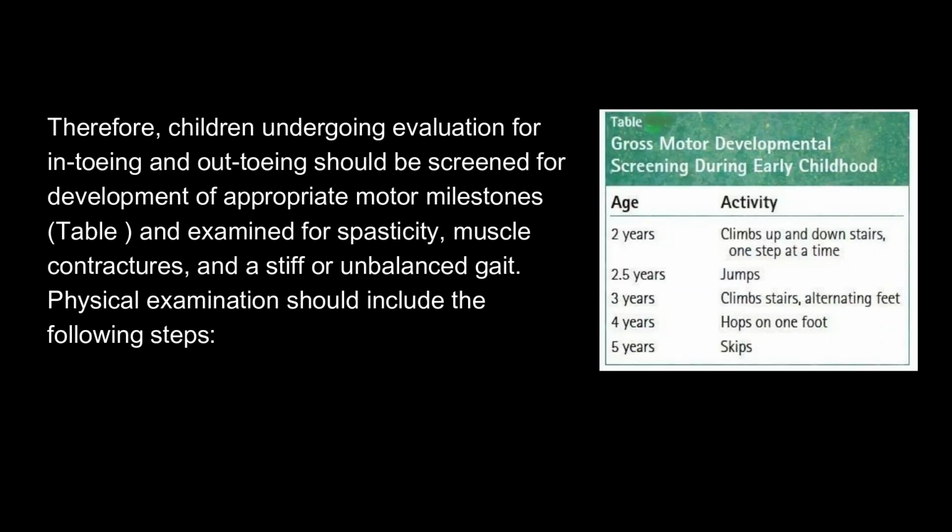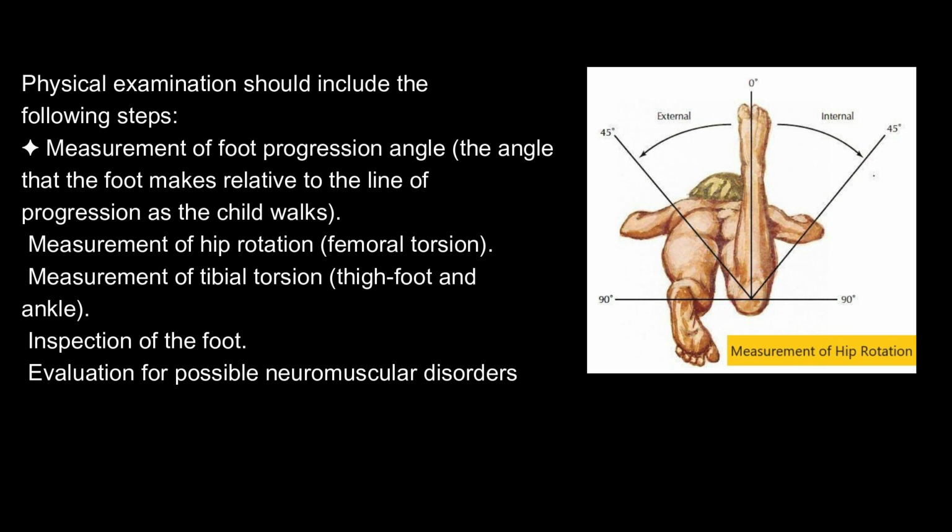Therefore, children undergoing evaluation for in-toeing and out-toeing should be screened for development of appropriate motor milestones, table, and examined for spasticity, muscle contractures, and a stiff or unbalanced gait. Physical examination should include the following steps. Measurement of foot progression angle, the angle that the foot makes relative to the line of progression as the child walks. Measurement of hip rotation, femoral torsion. Measurement of tibial torsion, thigh foot and ankle. Inspection of the foot. Evaluation for possible neuromuscular disorders.